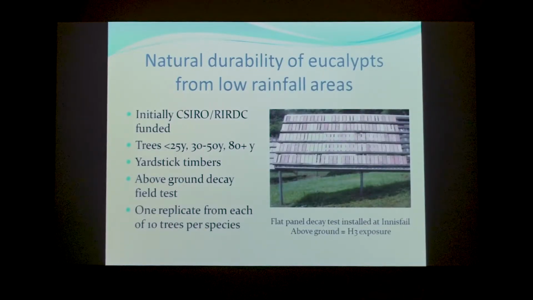I'll just move now on to one of the projects that we did, looking at natural durability of timber, how it varies with tree age. So we looked at 3 ages, less than 25 years, trees 30 to 50 years, and then mature 80+ year-old trees. Also yardstick timbers were included there to get an idea of durability, and it was an above ground trial, and there were 10 replicate panels and 1 replicate from each of 10 trees.